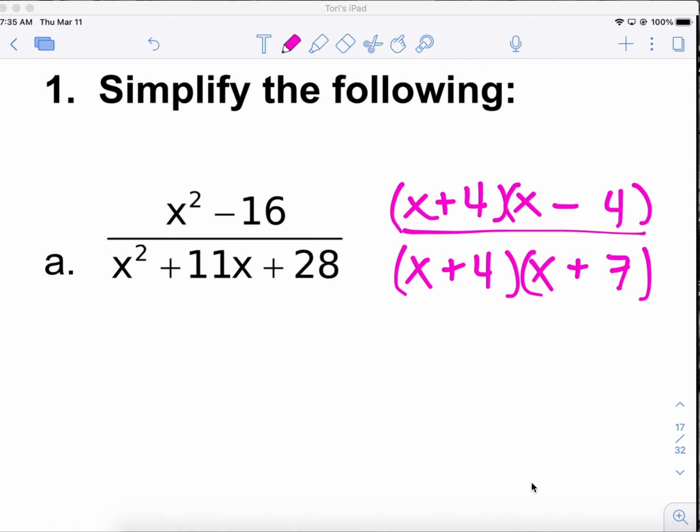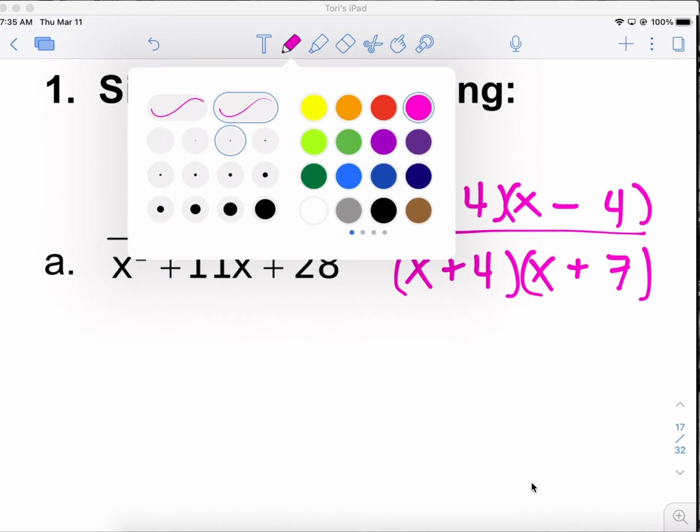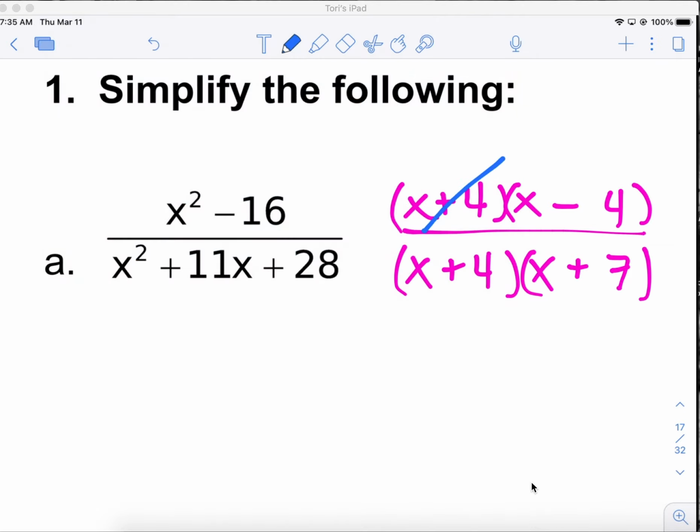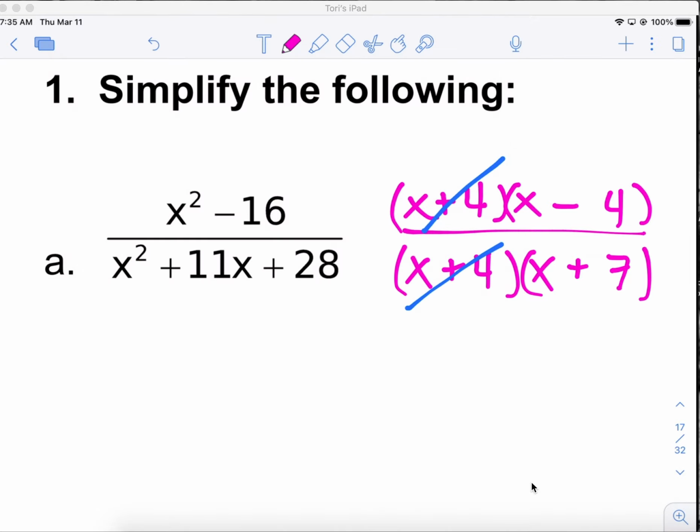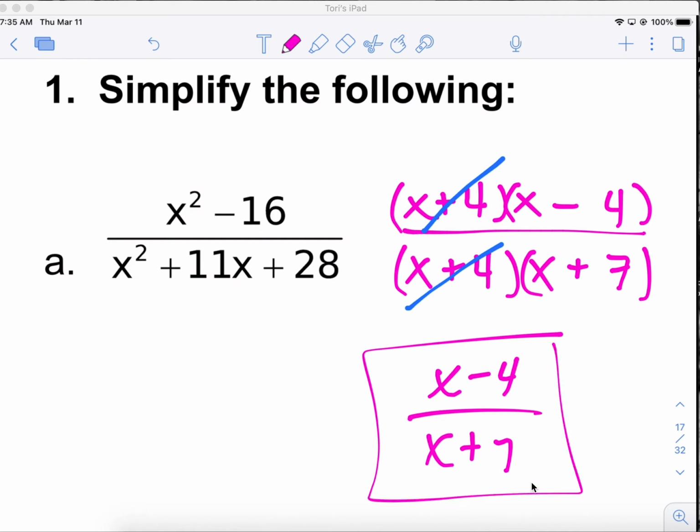Okay, that's step 1. Step 2 is going to be to cancel out any factors that are the same on top and bottom. So if I do that, I have an x plus 4 and an x plus 4. One's on top, one's on bottom. So I can eliminate those. When I write my answer, all I'm doing is writing the pieces that are left, so x minus 4. There's nothing else to distribute, nothing to multiply it with, so I don't need parentheses anymore. My answer, x minus 4 over x plus 7 on the bottom, I don't need parentheses anymore. This is a final answer.